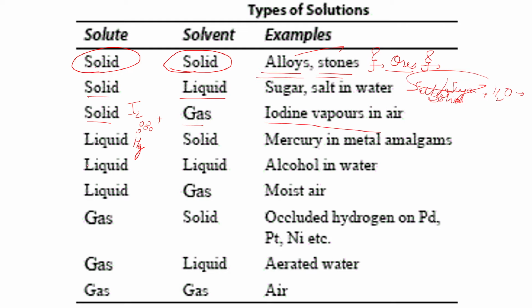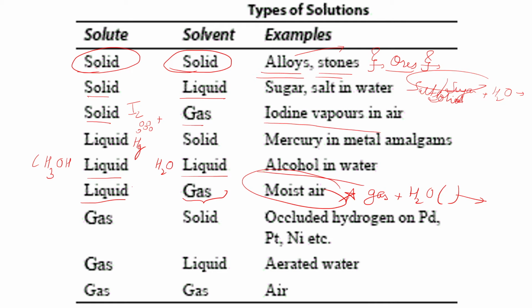An example of a liquid solute and liquid solvent is alcohol in water. Here both are liquid: CH3OH, that is alcohol, and we have water. If we have a liquid solute and a gaseous solvent, the example will be moist air. Air is basically gaseous, and if water droplets are present in it, that will form a solution of a liquid solute and a gaseous solvent.